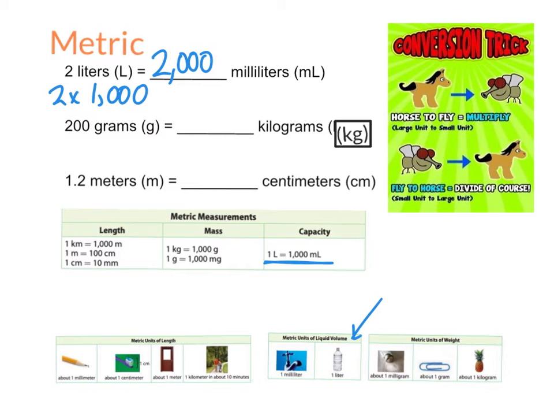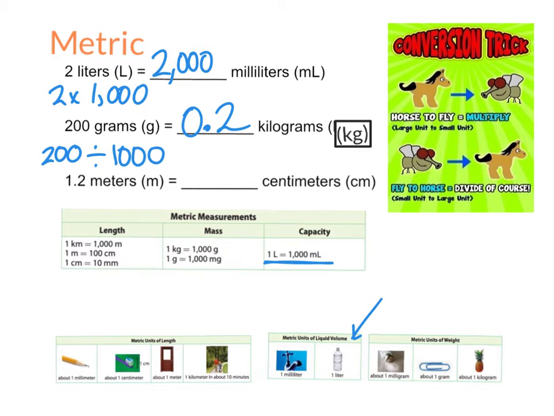Now I have 200 grams to kilograms, so I'm going from a smaller to a bigger. When I go from small to big, I'm going to divide, and so I'm going to take my grams units, or amount, 200, and I'm going to divide that by 1,000 grams, because that's how many makes up 1 kilogram. And so when I do that division, I find out that 200 grams equals 2/10 kilograms.